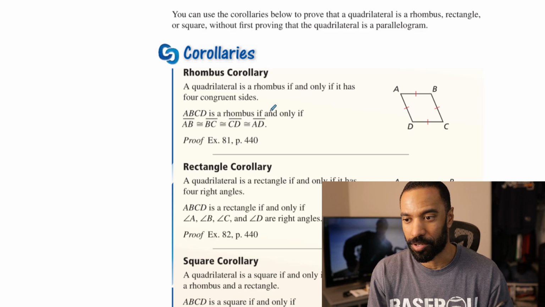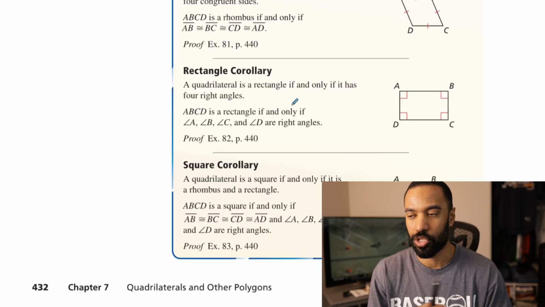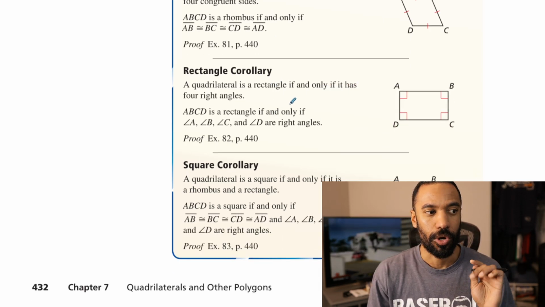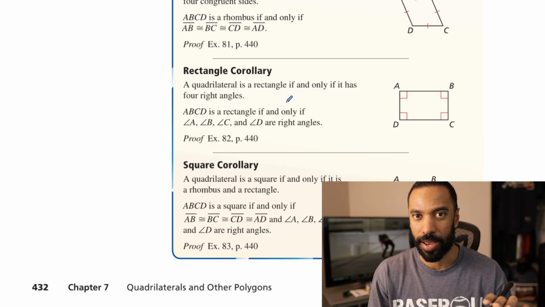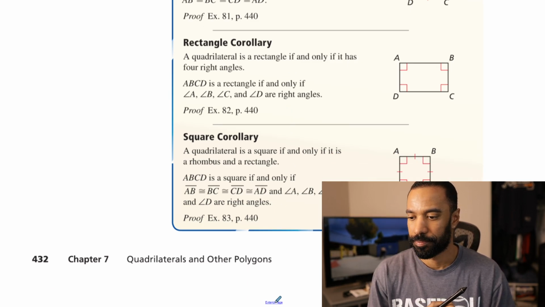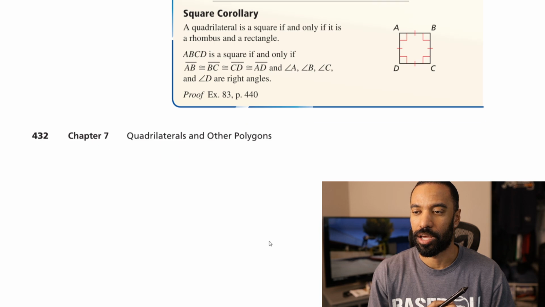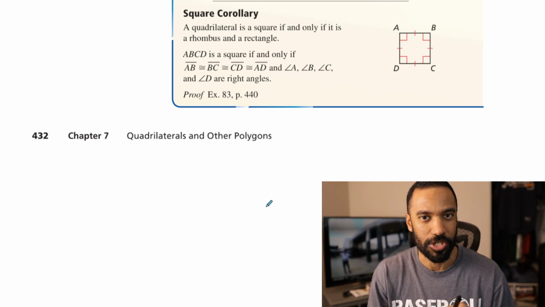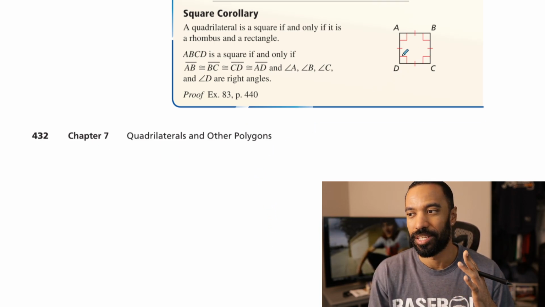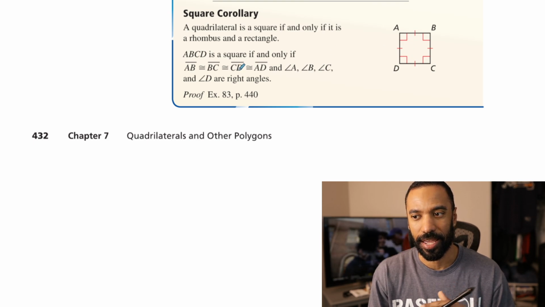I'm just stating that there's that. A rectangle is a quadrilateral. A quadrilateral is a rectangle if it has all four right angles. And a square is, I keep saying it backwards. A quadrilateral is a square if it has four congruent sides and four right angles.